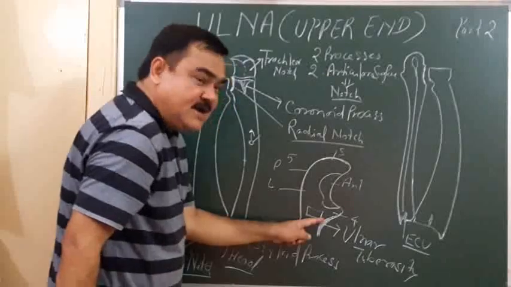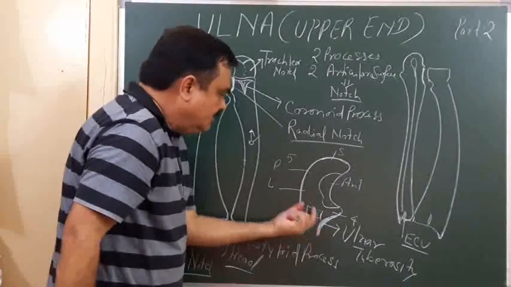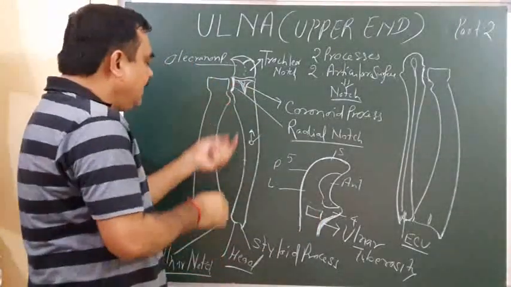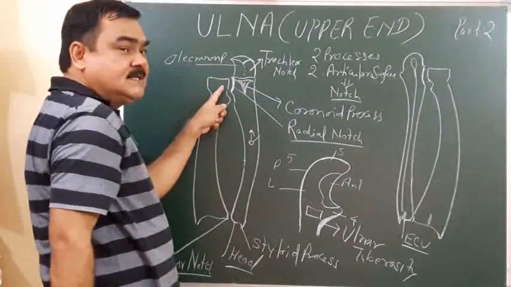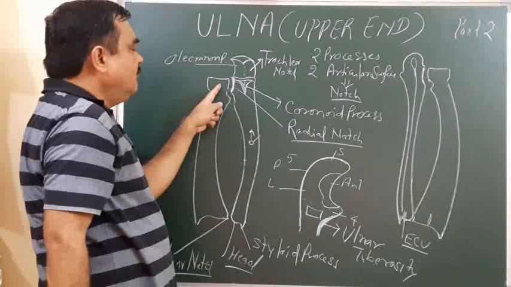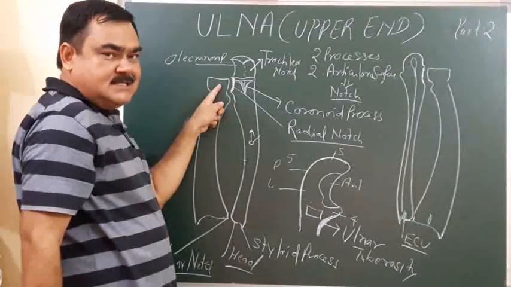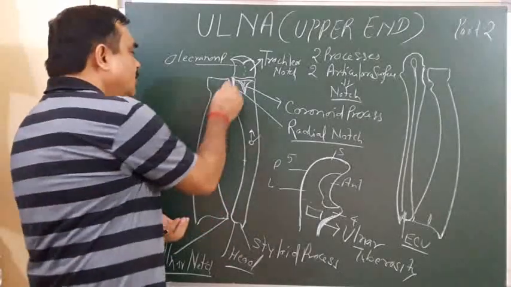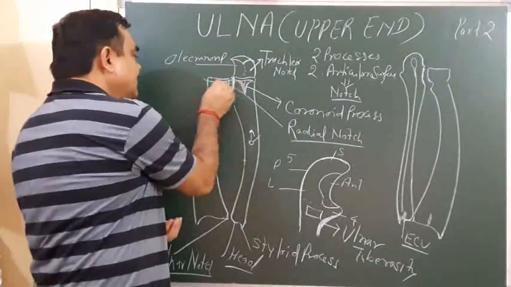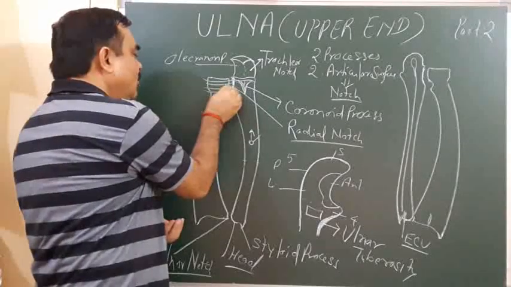It has an anterior margin and a posterior margin. This is the radial notch. This radial notch accommodates or articulates with the head of the radius, and its margin gives attachment to the annular ligament.